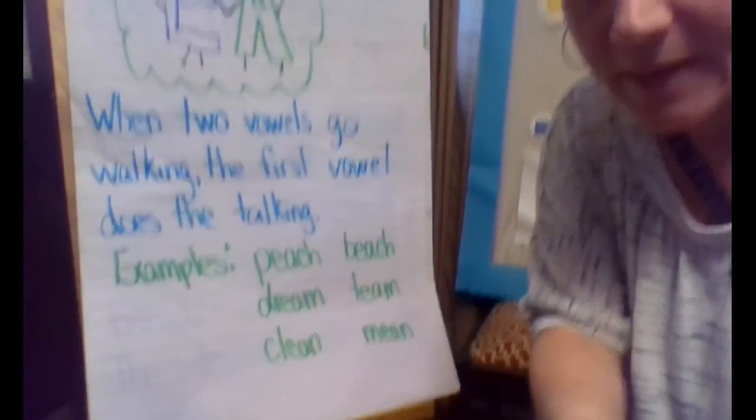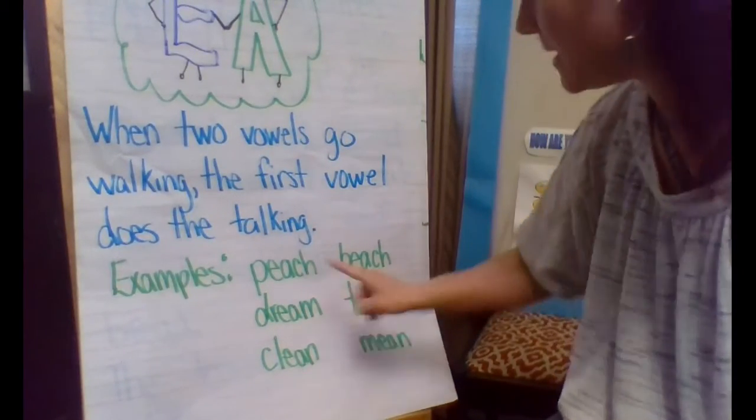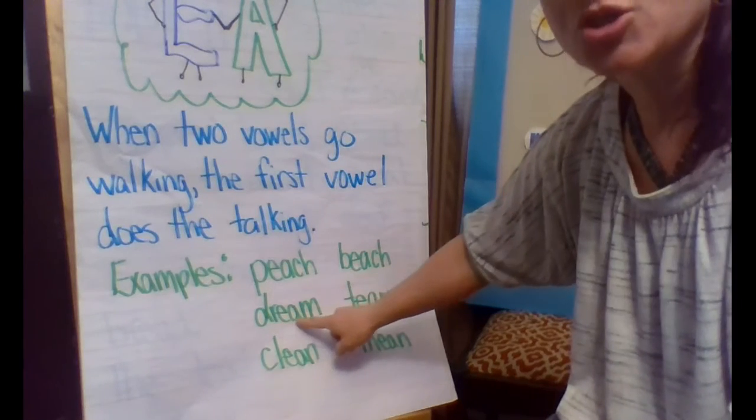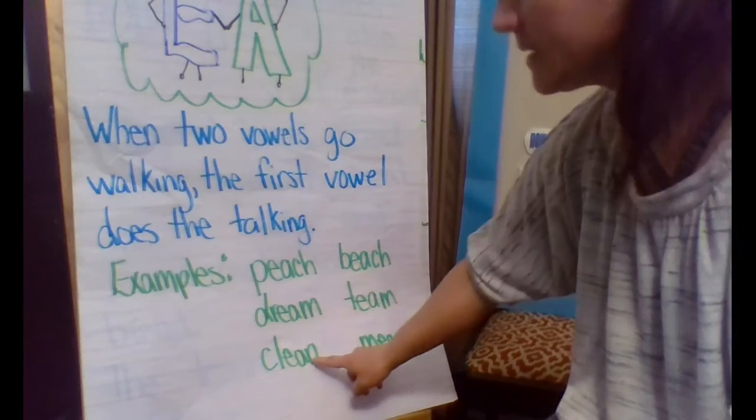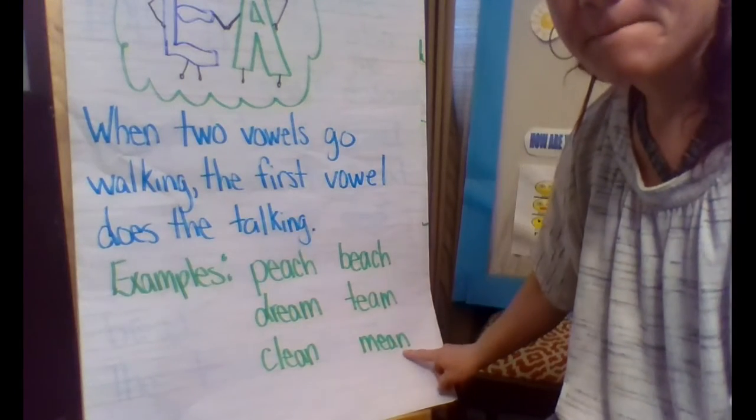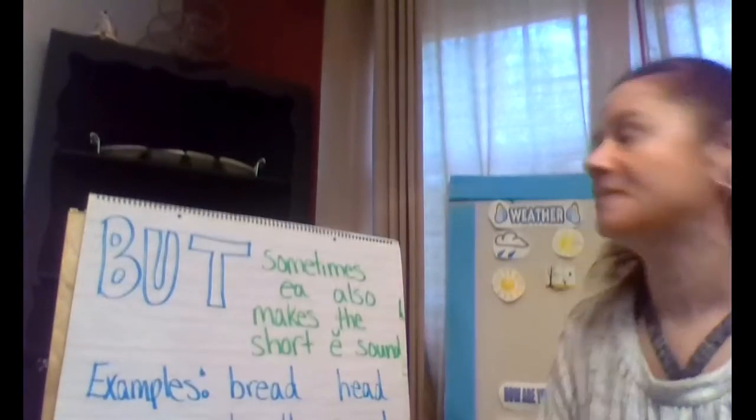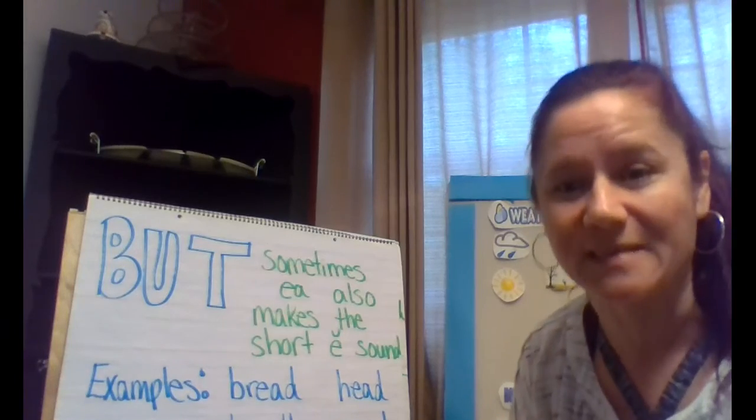Take a look at some of my examples, like peach, you hear the E. Beach, you hear the E. Dream, team, clean, mean. However, there is an exception to this rule. And you're going to see a big but: sometimes EA also makes the short E sound.